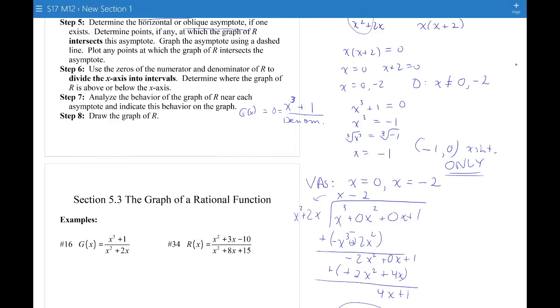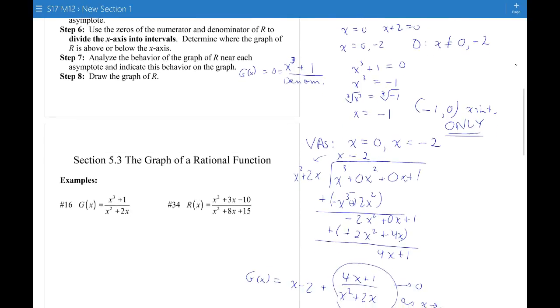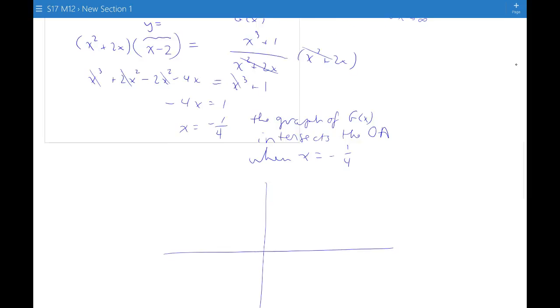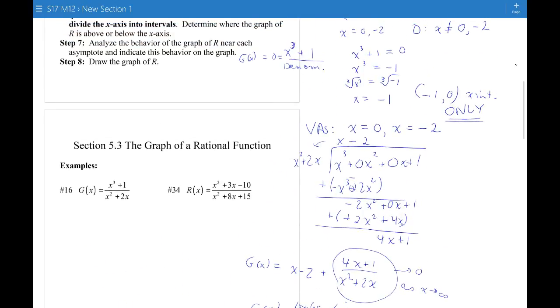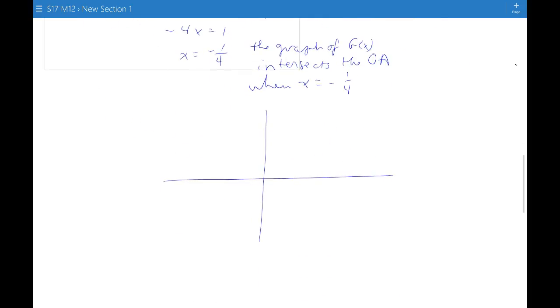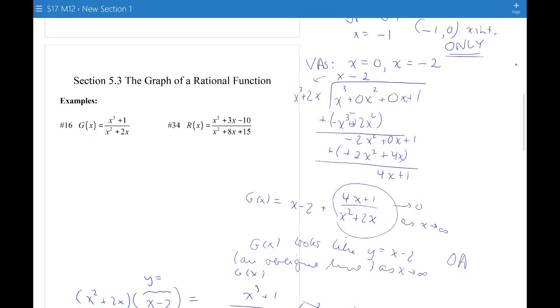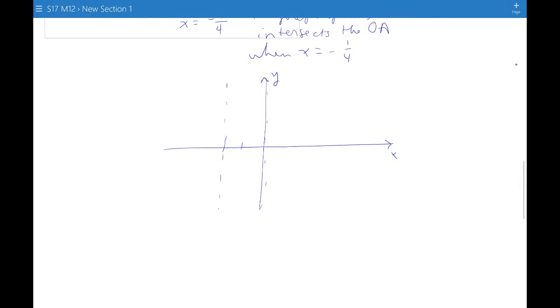So we're going to use the zeros of the numerator and denominator to divide the x-axis into intervals. You're going to take your graph and say, let's see, I have a vertical asymptote at x equals 0, so the y-axis, and one at negative 2. And then you have an x-intercept at negative 1. So each of these things subdivides the graph into pieces. So this graph is going to have 4 pieces.